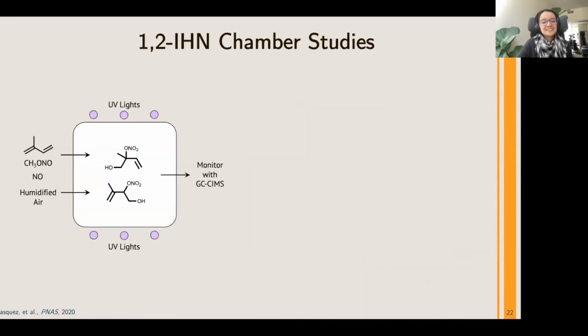So we can take the GC-CIMS and take it to the lab and get a little bit more insight into this hydrolysis loss. This is kind of what a typical lab setup looks like. To a giant Teflon bag, we add isoprene, an OH precursor, NO, and for this particular set of experiments, humidified air. And then we can turn on UV lights for long enough to form OH and react a small fraction of the isoprene, giving us the isoprene nitrates. We then turn off the lights to stop the chemistry and monitor how these nitrates decay over time with the GC-CIMS.